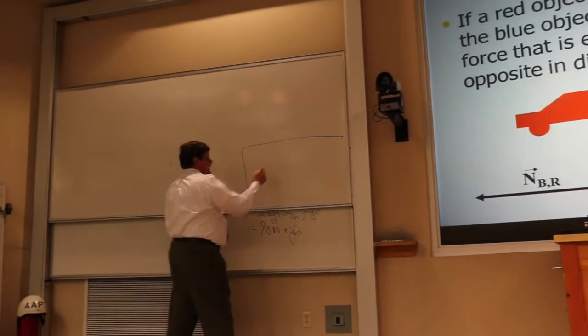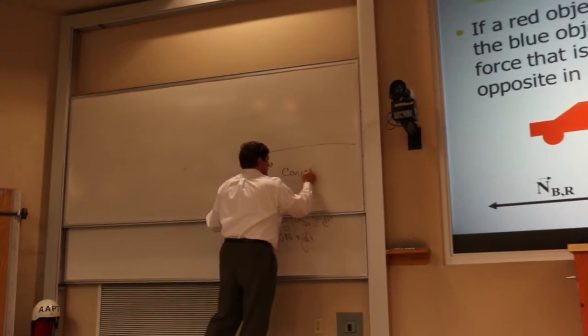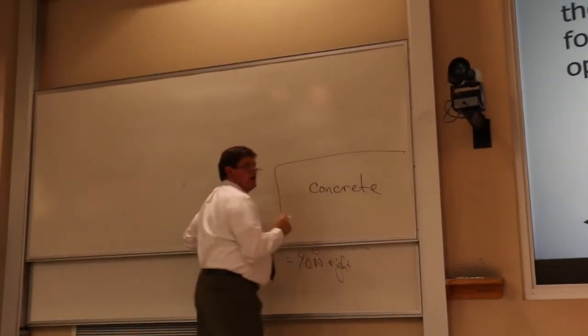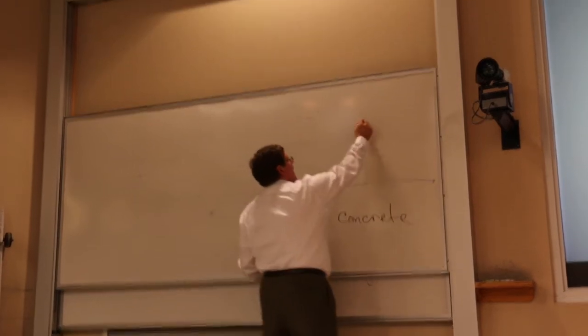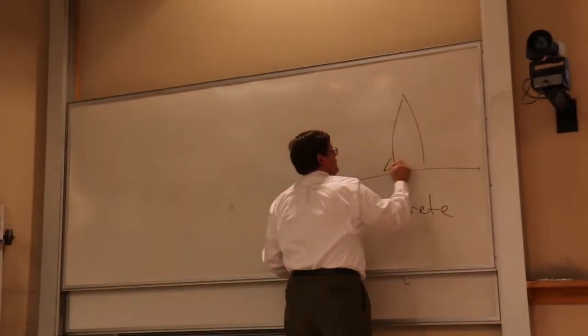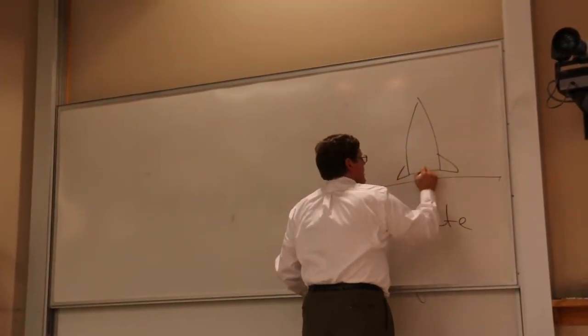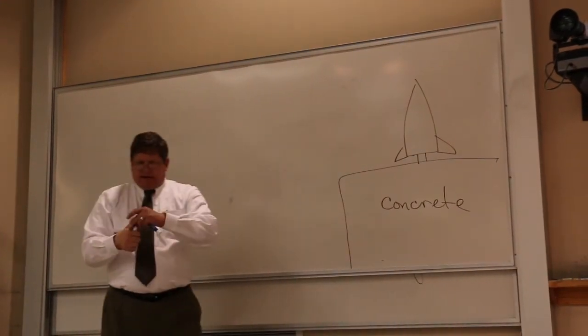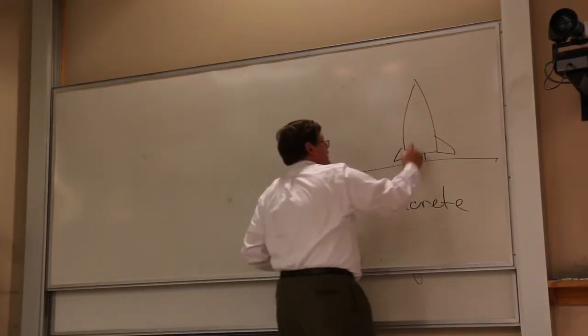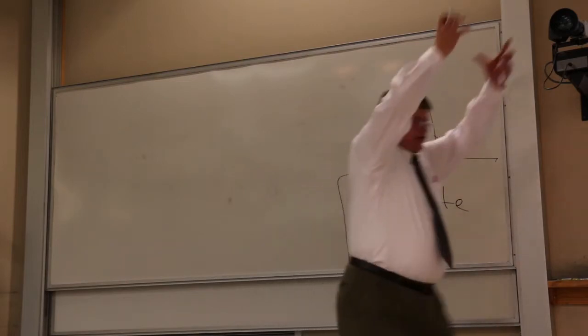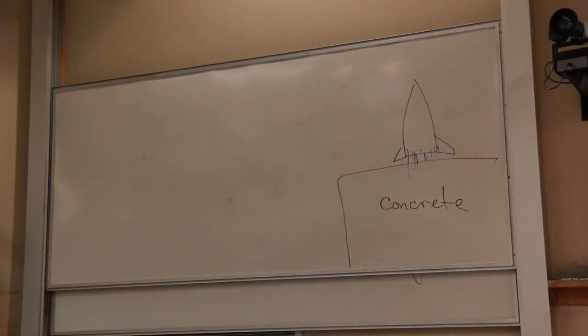We're going to do a concrete example. We have a concrete launch pad down in Florida, and on that is a rocket ship. And that rocket ship is blasting off: 10, 9, 8, 7, 6, 5, 4, 3. Looks like that.